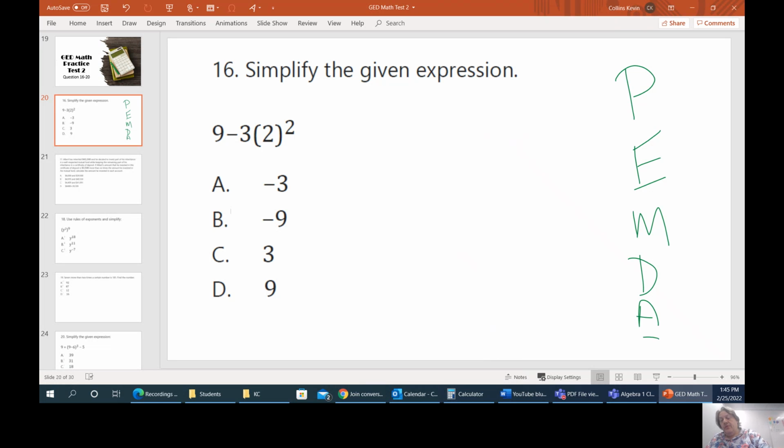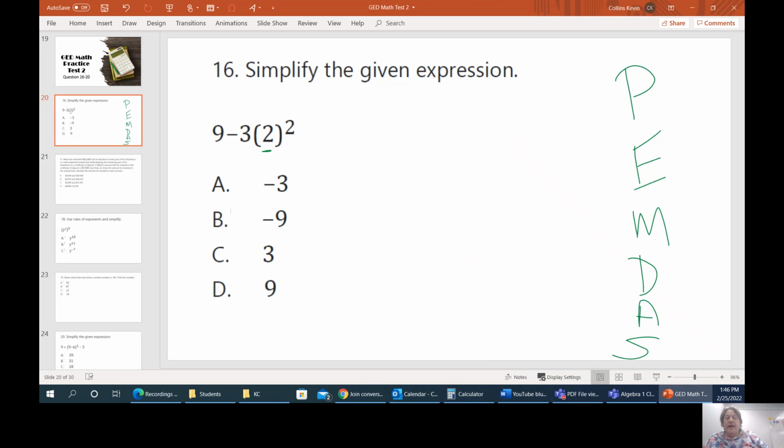So here's one way to remember this, and I wrote it a little tight, but that's okay. Most people say it as PEMDAS. The P stands for parentheses. That means do the stuff in the parentheses first. Well, this is just a 2 in parentheses, so we don't have to do anything for that.